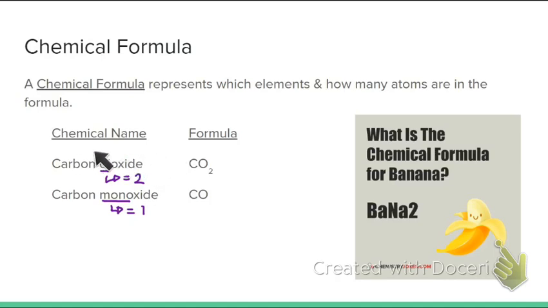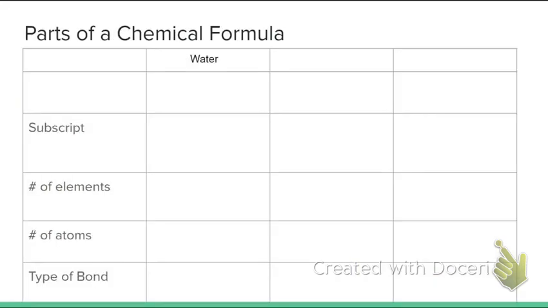Here we've got carbon dioxide, so 1 carbon and 2 oxygens. Here we've got carbon monoxide, 1 carbon and 1 oxygen. And then sometimes chemical names don't tell us what's in the formula, so it's important that we're able to recognize both things. Glucose, for example, we know is C6H12O6.